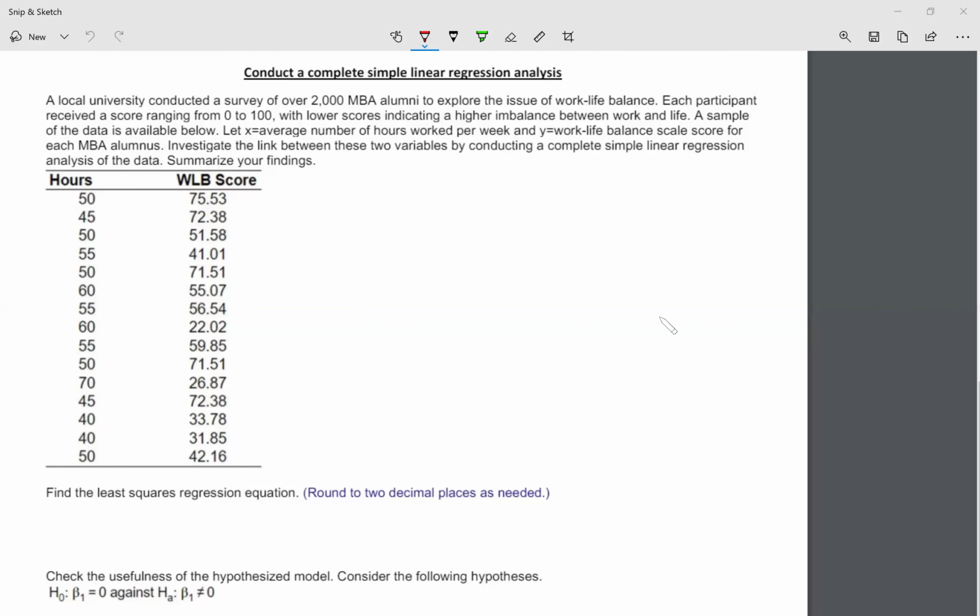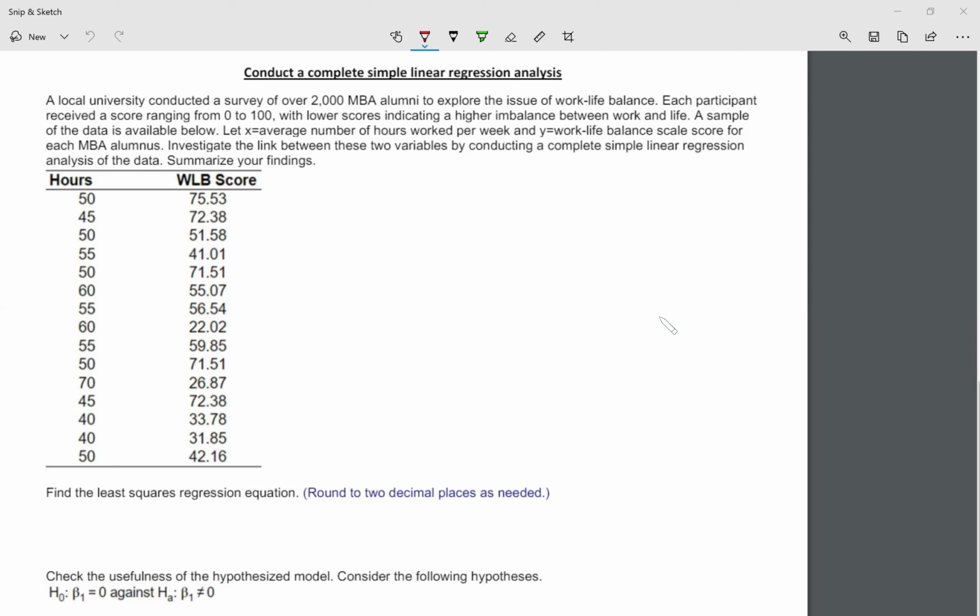Okay, now let's actually run a complete simple linear regression analysis. This is actually a really interesting section. A local university conducted a survey of more than 2,000 MBA alumni to explore the issue of work-life balance, which we call WLB score. Each participant received a score from 0 to 100, with lower scores indicating a higher imbalance between work and life. So obviously, the higher your number, the more balanced you are between work and life.